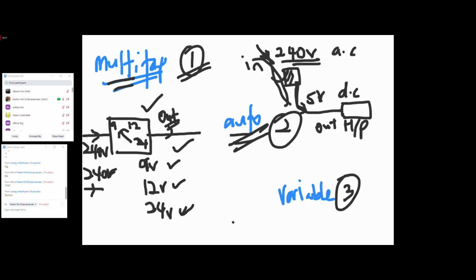Variable transformer is like a rheostat system. You rotate the knob. The input is 1, maybe 240 if you plug into the Malaysian system, everywhere 240. The output we can control. What output do we want? It's variable. We can control and control and control.